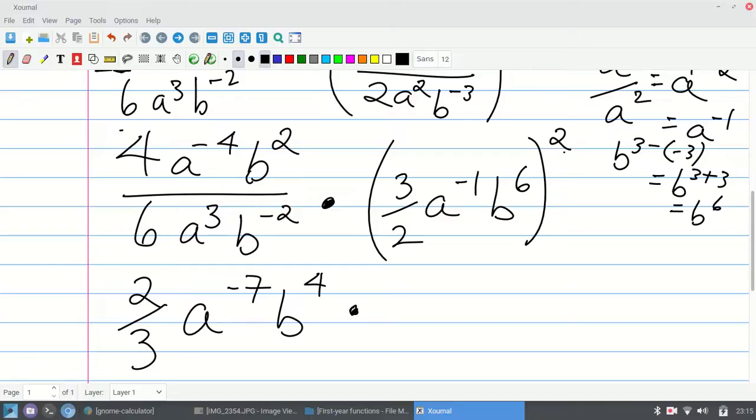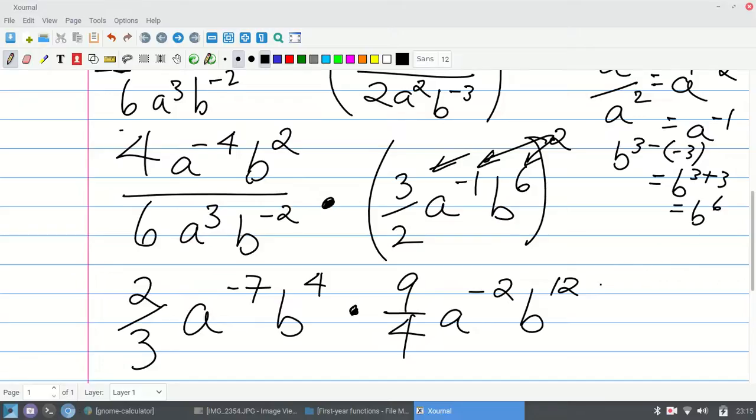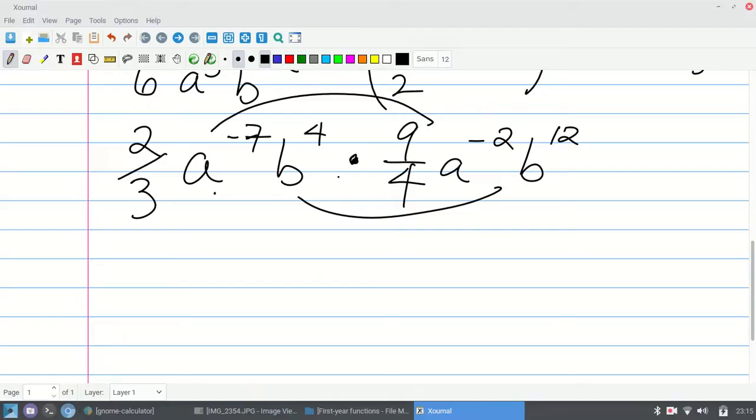Now, what that square does is it distributes to everything, so this is going to be 9 over 4. And this is going to be a to the negative 2, b to the 12. Now notice there are b's, there are a's, and there are numbers, like 9 over 4 and 2/3. So I can simplify this.